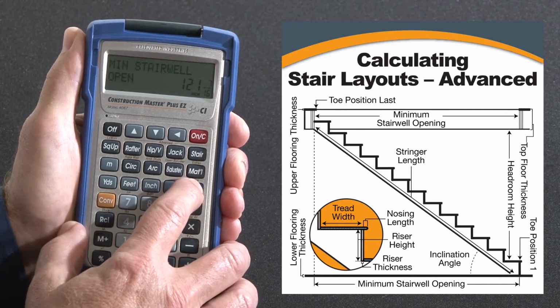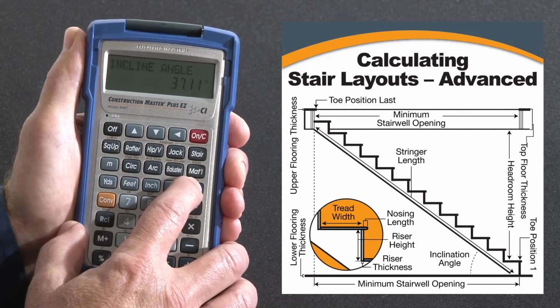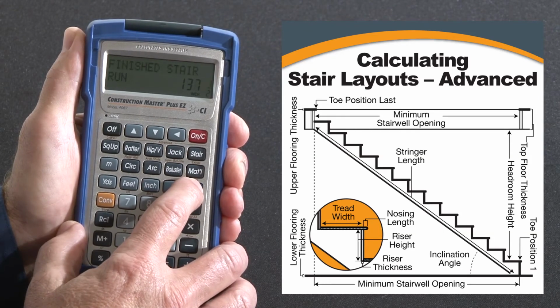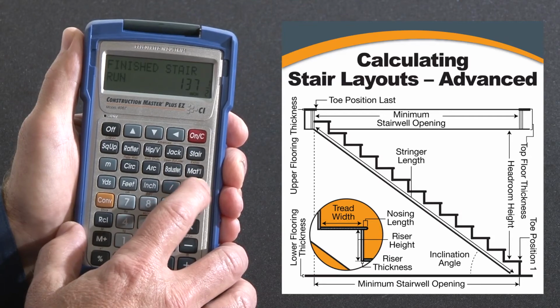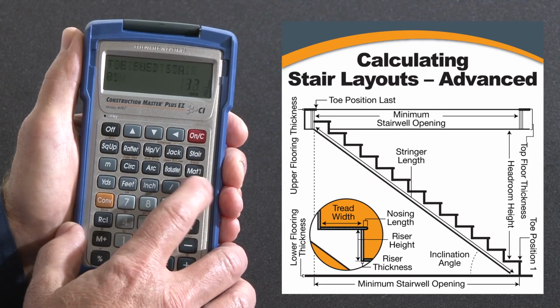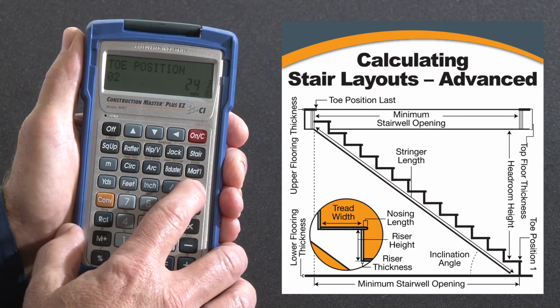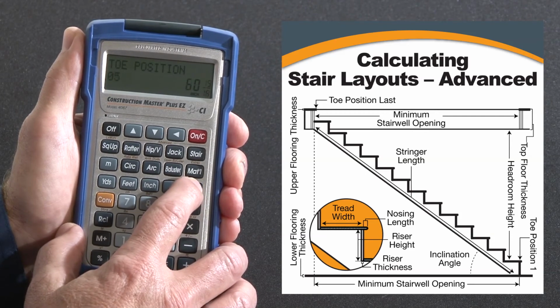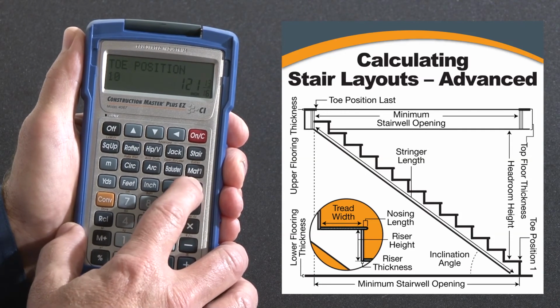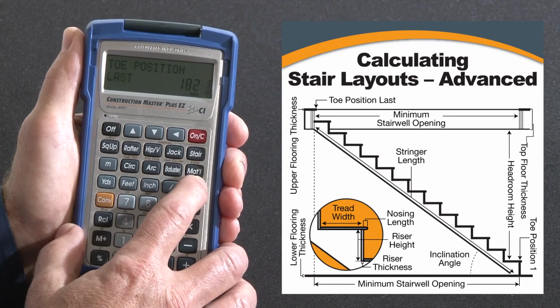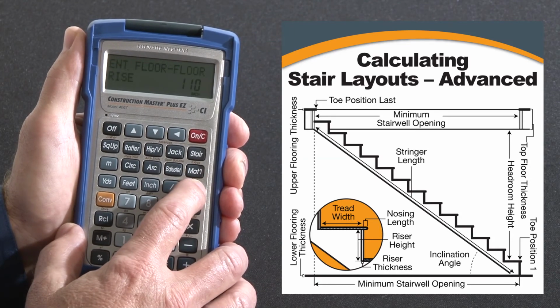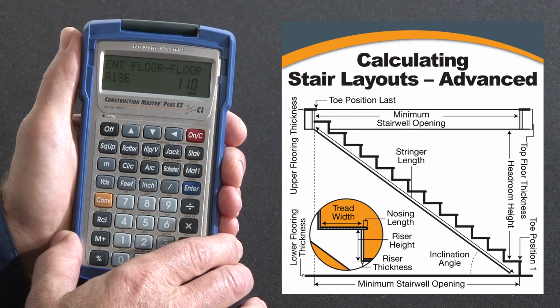The minimum stairwell opening, stringer length, incline angle, the rough stair run, and the finished stair run is now within that space, so we no longer conflict with the door or the object down at the bottom of the stairs. The toe positions have all been changed and adjusted all the way through to the end. And that's it. It's just that easy.